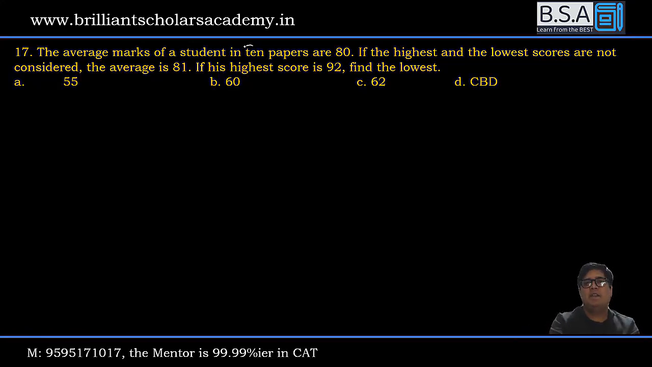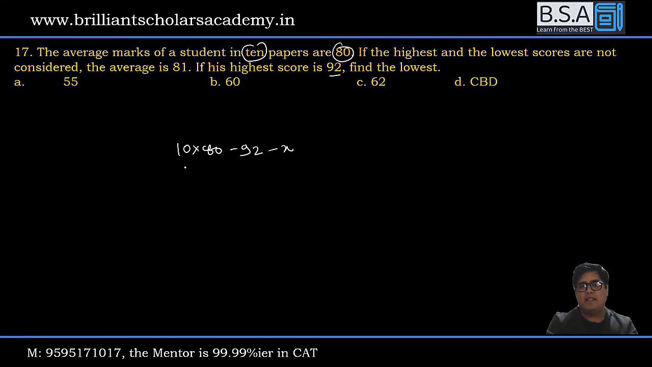How many papers? 10 papers. What is 80? The average score. So total score must be 800. Now we are going to remove two numbers. One of the numbers is 92. Another number we do not know. We are going to remove the highest and the lowest score.